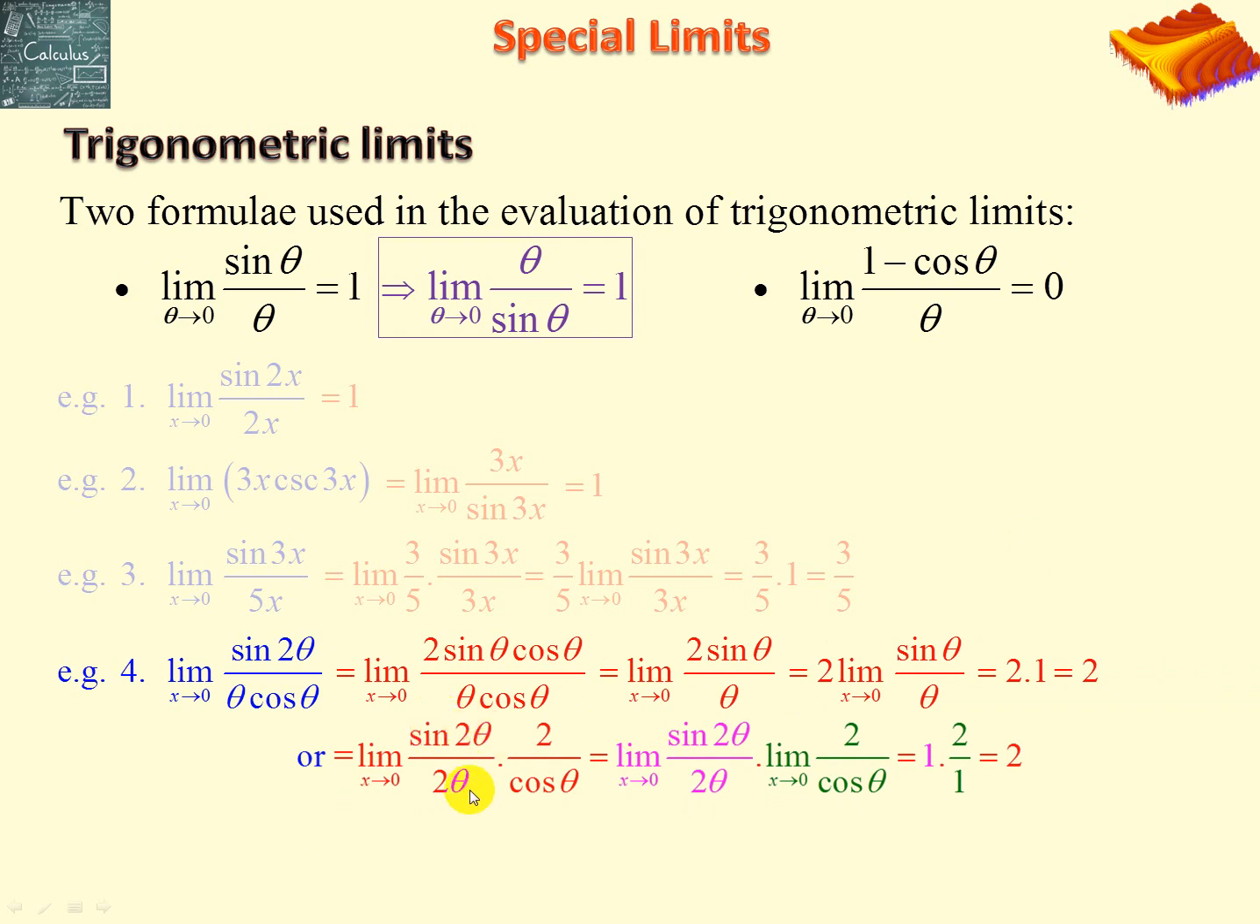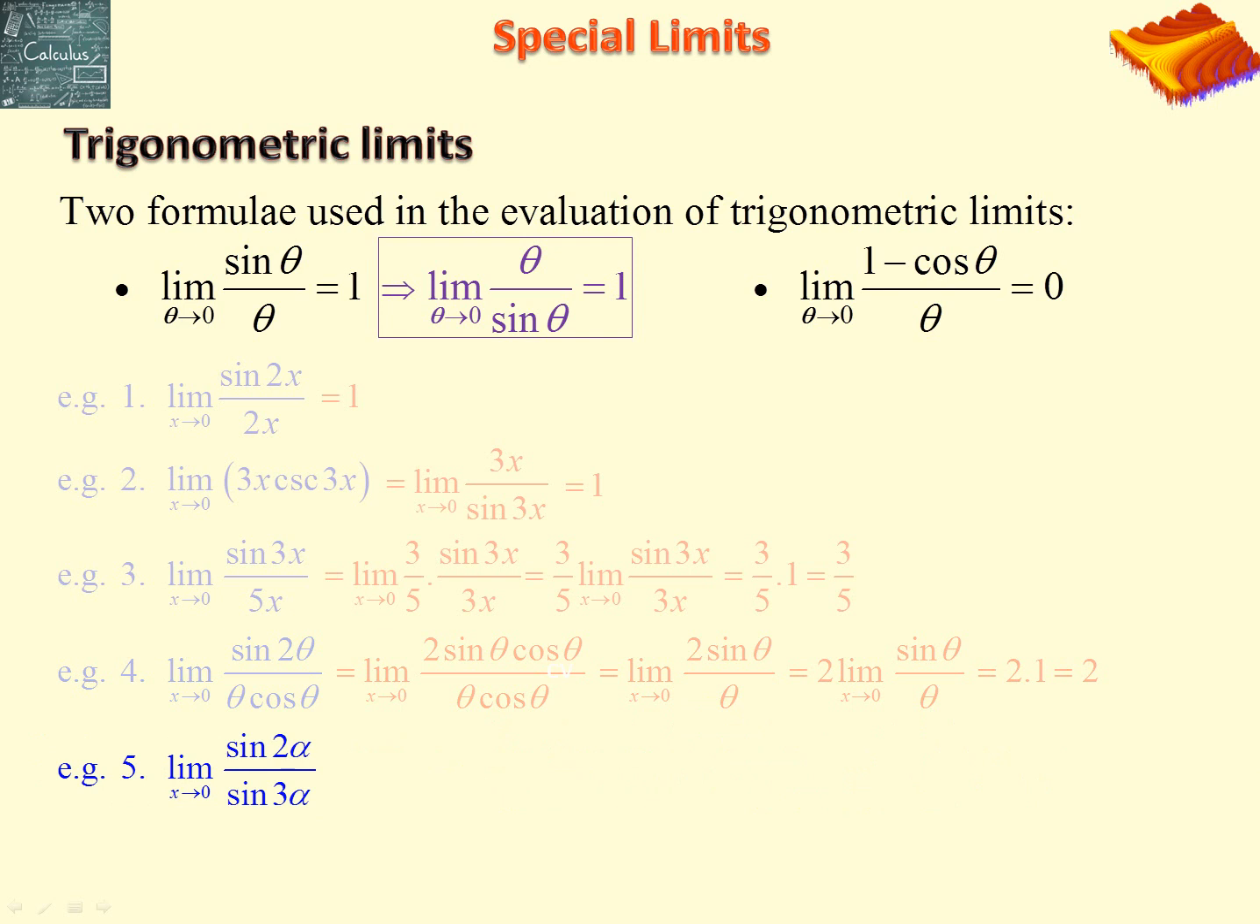Sine of 2 theta over 2 theta times 2 over cos theta is the same as the original. And that means limit of the left and limit of the right. And that one goes to 1, and this one goes to 2 over 1, because cos theta, if you substitute 0, you get 1. So the answer is 2.